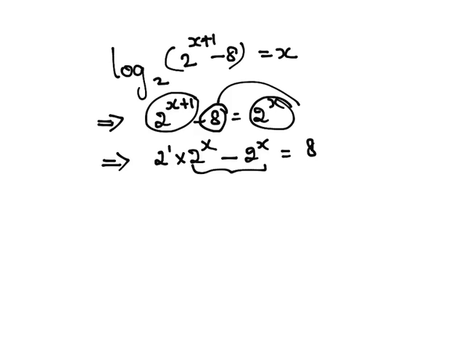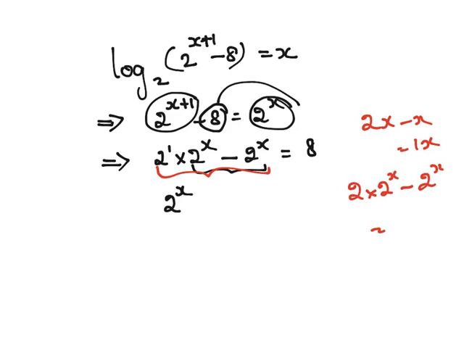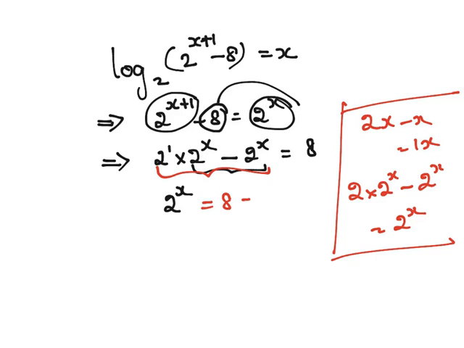This whole expression is 2 power x. The reason is, just look at this. We know that 2x minus x is 1x, right? Same way, 2 times 2 power x minus 1 time 2 power x equal to 1 time 2 power x, right? So I'll get 2 power x equal to 8, but 8 can be written as 2 power 3, which means that x has to be equal to 3. Very simple problem.